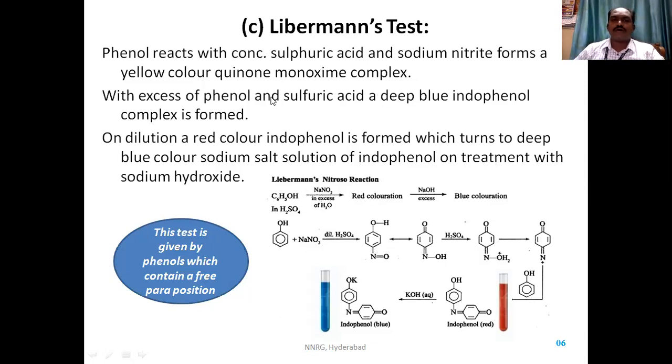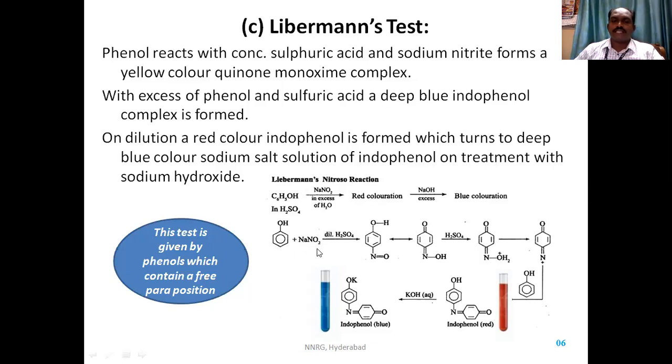With excess sulfuric acid, a deep blue indophenol complex is formed. The formation of a deep blue indophenol complex indicates the presence of phenol. So here is exactly what happens. When phenol is treated with sodium nitrite in excess of water, it gives a red color, the formation of indophenol red. When you add excess NaOH, it gives a blue coloration. The formation of blue coloration indicates the presence of phenols. This is Liebermann's nitroso test. Why is it nitroso? Because we are getting a nitroso group.